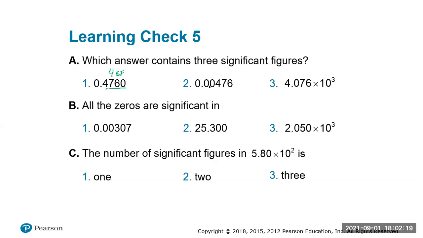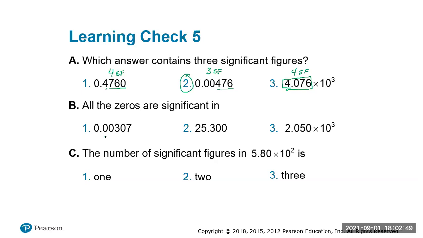If you look at number 2 here, you should come to the conclusion that it has 3 significant figures, starting with the 4, and everybody after it is significant. And when you look at the last number here, this is scientific notation, which means all of the numbers before the times 10 part are significant, which would be 4 significant figures. So it looks like we are looking for the 3. So that should be that guy. Any questions on that one?